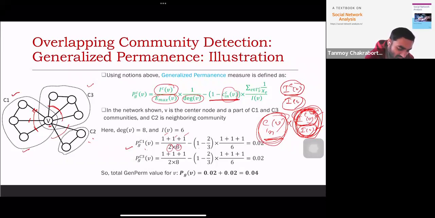Now the clustering coefficient is 1 minus 2 by 3, because you have 3 internal vertices, and among them 2 are connected, right? So therefore 2 by 3, and this is the proportion, okay? Similarly for this. Now the beauty of this formula is that if you take the sum, right?